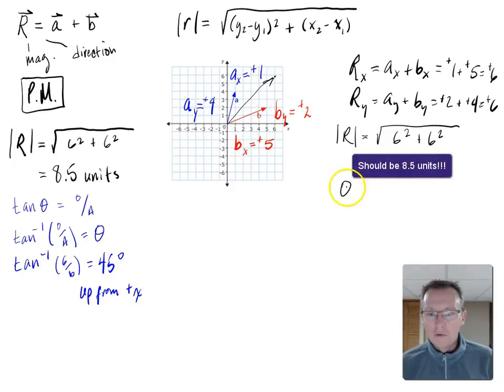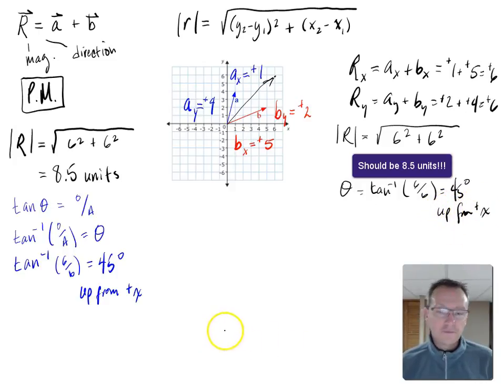And then I use the inverse tangent again. So theta equals the inverse tangent of 6 over 6. And it's again for the same reasons, 45 degrees up from positive x. Okay, hopefully that makes sense. Again, the back half, the bottom half of your math problem, you're actually finding the answers, done the same way either way. So you use the Pythagorean theorem and the inverse tangent.